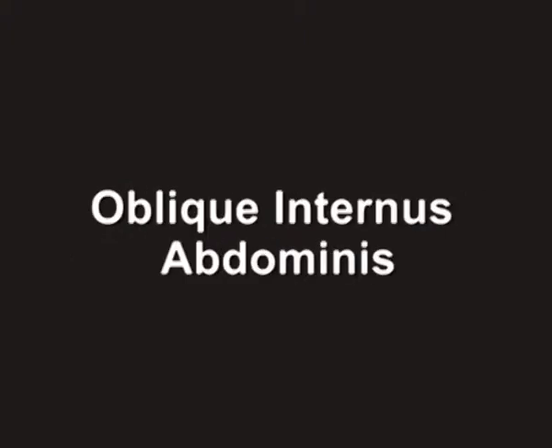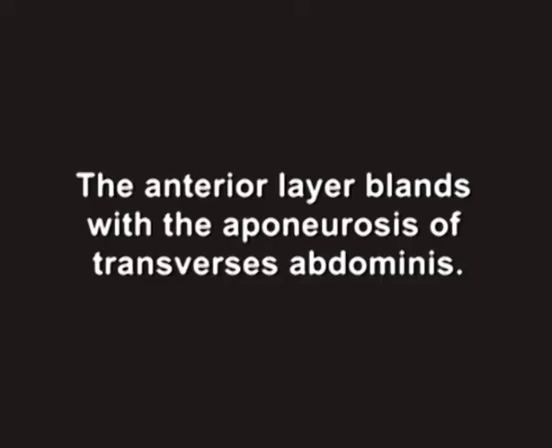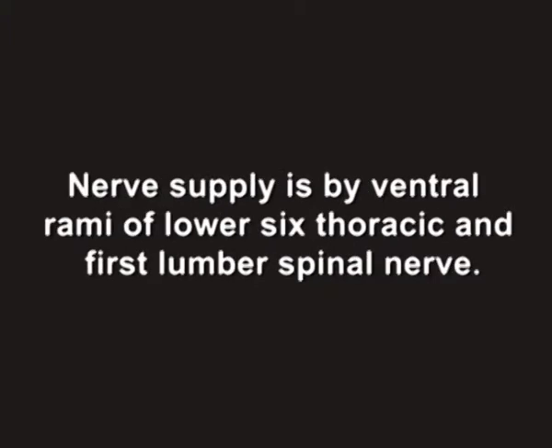Obliquus internus abdominis. It is less bulky and thinner. It arises by muscular fibers from upper surface of inguinal ligament, from ventral segment of iliac crest and thoracolumbar fascia. The anterior layer blends with the aponeurosis of transversus abdominis. Nerve supply is by ventral rami of lower 6 thoracic and first lumbar spinal nerve.